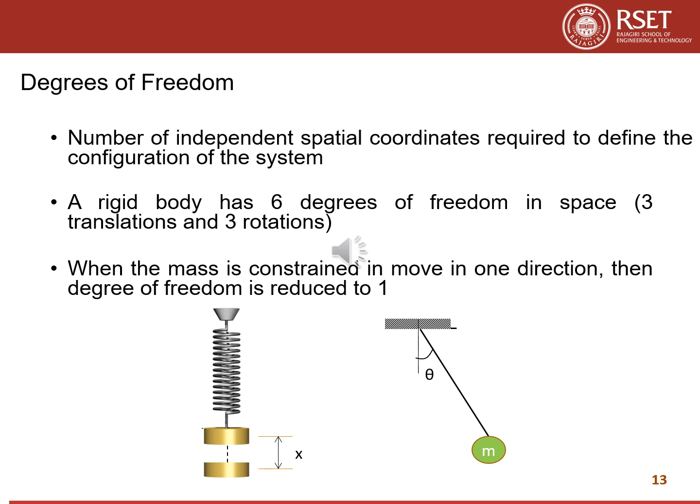Here you can see 2 examples. First one is the spring. That is, it is a linear spring. It has a mass at the bottom. When the mass is displaced, that we have seen in the previous case, the mass can move up and down only. So that means the degrees of freedom is 1. It can move only in the y direction.